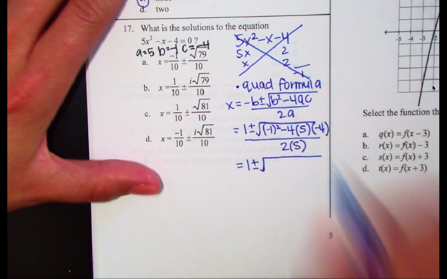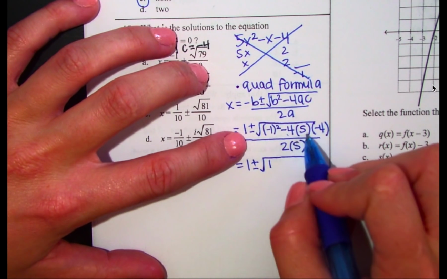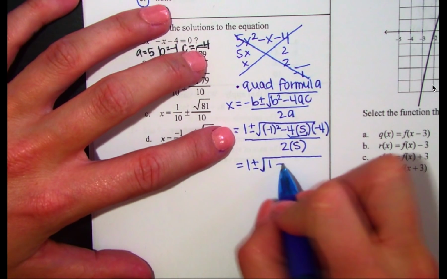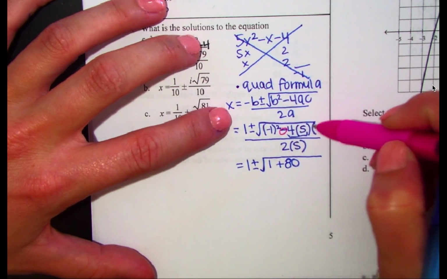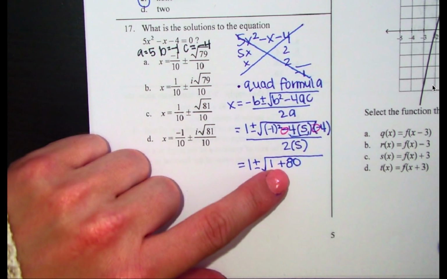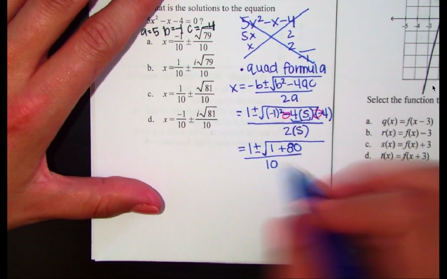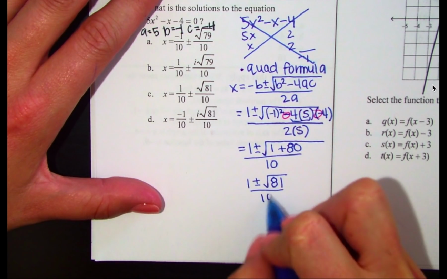1 plus or minus, -1 squared is +1. -4 times 5 is -20. -20 times -4 is a +80, because I have two negatives, when I multiply, it becomes +80. All over 10. So then I'm going to have 1 plus or minus square root of 81 over 10.